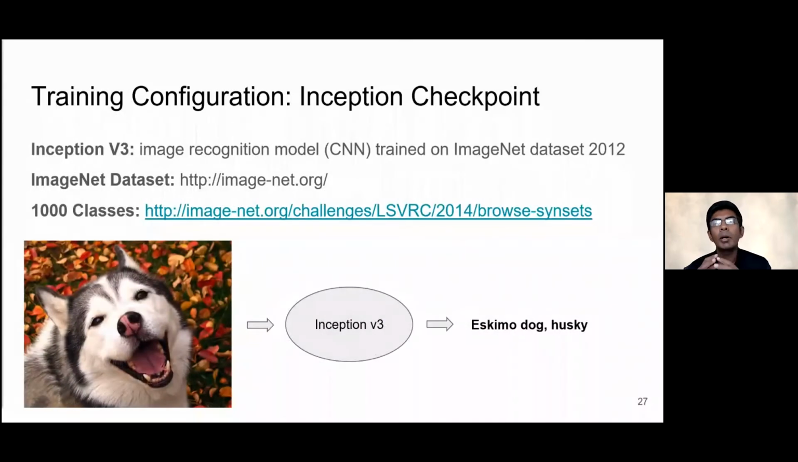So now let's talk about the training configuration. So Inception checkpoint. Here Inception v3, or Inception version 3, is an image recognition model trained on the ImageNet dataset from 2012. Here I have the link to the ImageNet dataset. It has 1,000 classes, so essentially the images are categorized into these different topics. You submit this image to the Inception v3 model and it will output something like an Eskimo dog or husky. These are like real outputs that you get for this particular image.